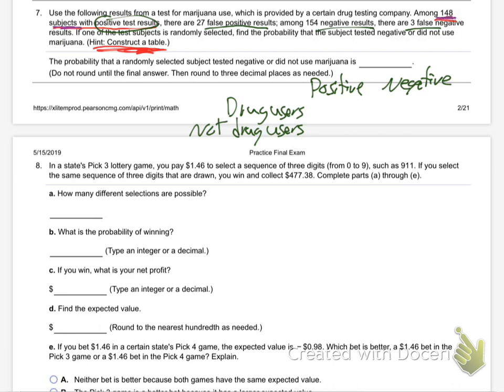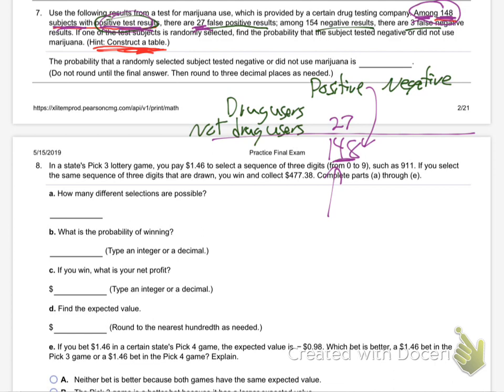148 people, subjects, positive test results. Okay, so among 148 subjects with positive test results, that's the number down here. That's the total number. 27 were false positive. That's right there. Does that make sense? Let me stop right there for a second. 148 total positive, right? Among 148 that had a positive test result. That's the total number of positive test results. 27 were false positive.